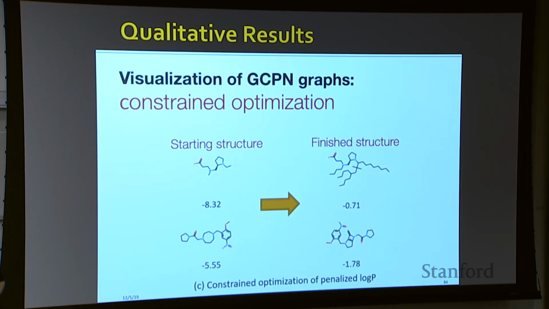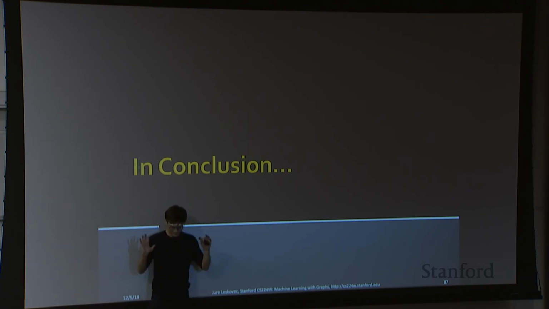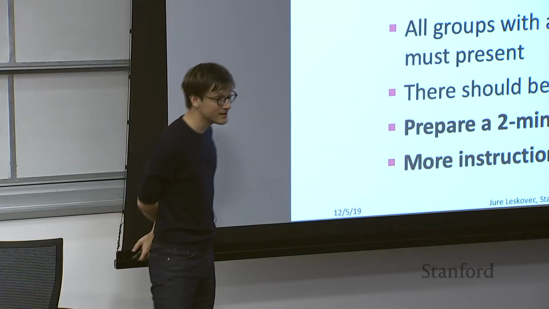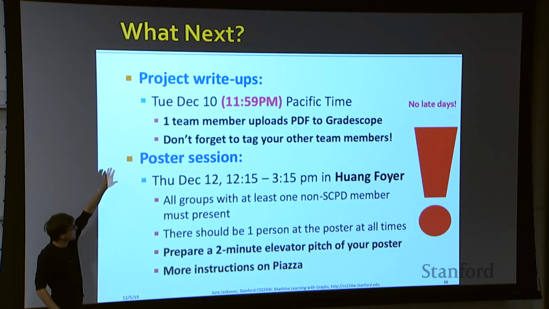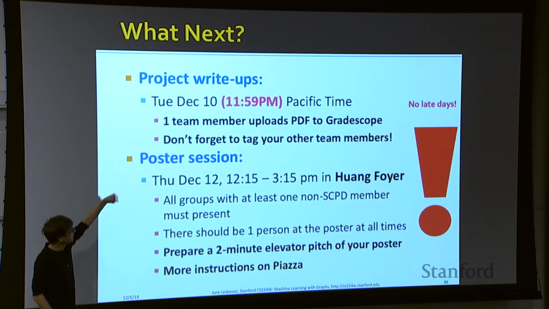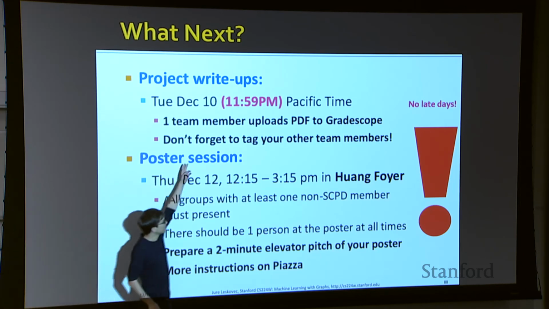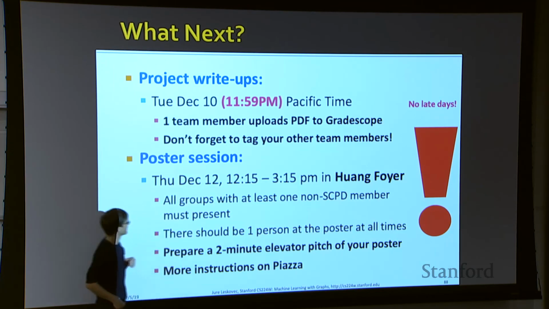So I just want to quickly, in the last 5 minutes, conclude the course and say a few thank yous. So what is next? What is next is just a reminder that we have the project write-ups due on Tuesday next week at midnight Pacific time. One of the team members uploads the PDF to Gradescope. And don't forget to tag your other team members, right? Tag your team members, okay?